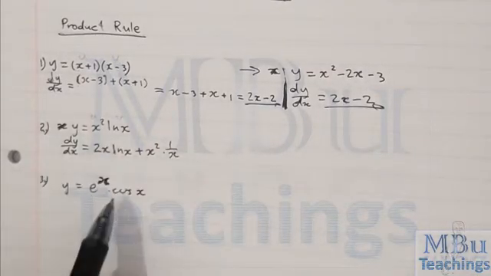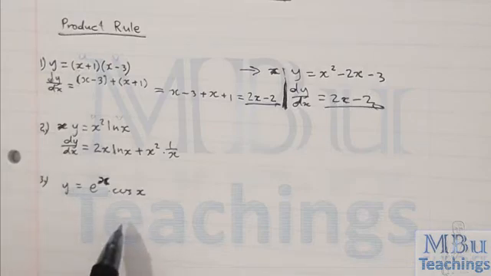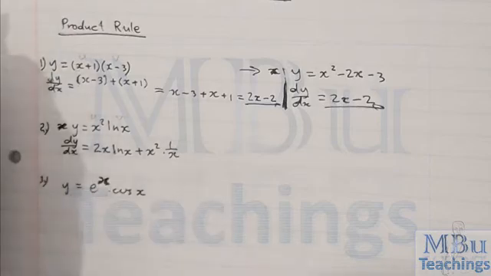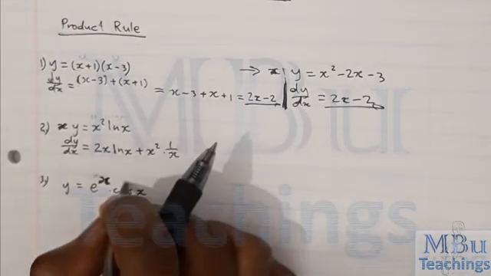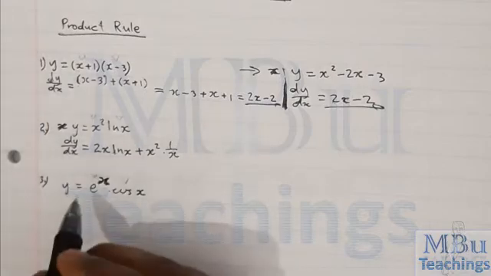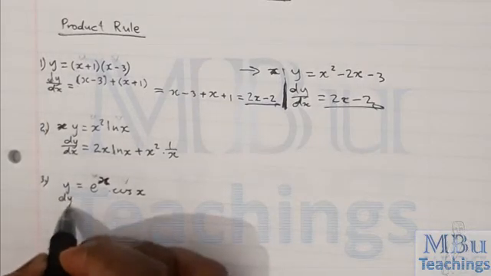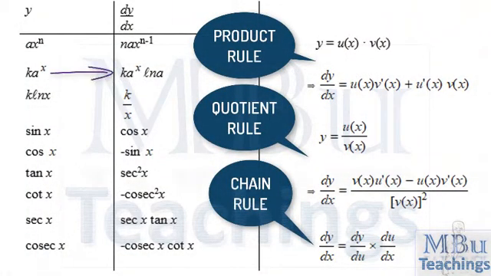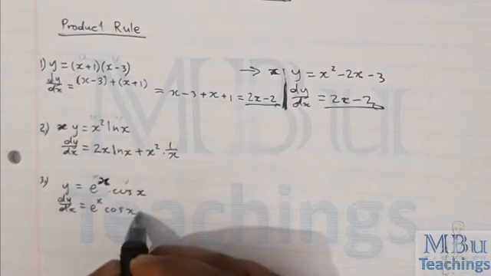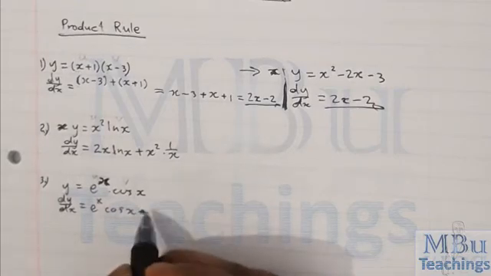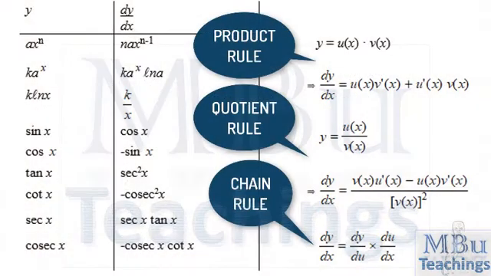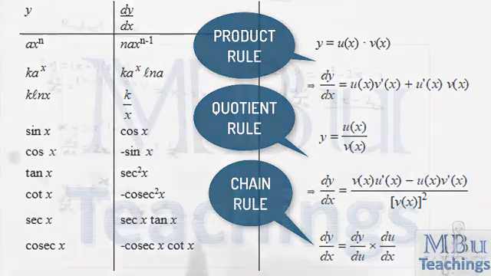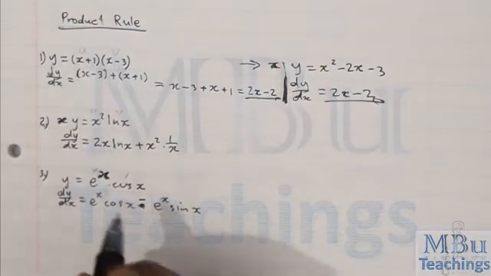E raised by x times cos x. Then obviously they are multiplying each other, that means we have u and v. Then let's apply what we need to apply. Dy over dx is equal to, what is the derivative of this? It stays the same. What is the derivative of that? It becomes a negative, so that means we'll have a negative e raised by x of sine x. So this will be the answer for this one.